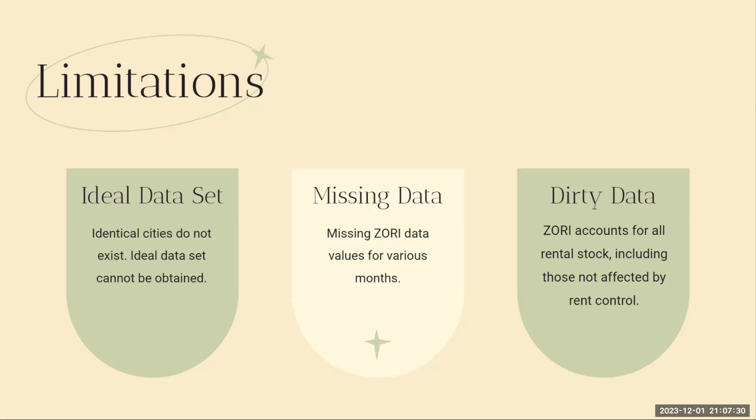And the last thing is our Zori data basically accounts for all rental stock, including those that are not affected by rent control. So that can be most single-family homes, condos, and units constructed in the past 15 years. And so the data is distorted by accounting for rent prices of properties unaffected by rent control and contributes to the results not accurately representing our population.